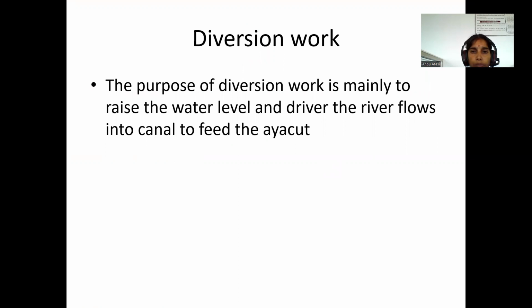Diversion work. The purpose of diversion work is mainly to raise the water level and divert the river flow into the canal to feed the canal.